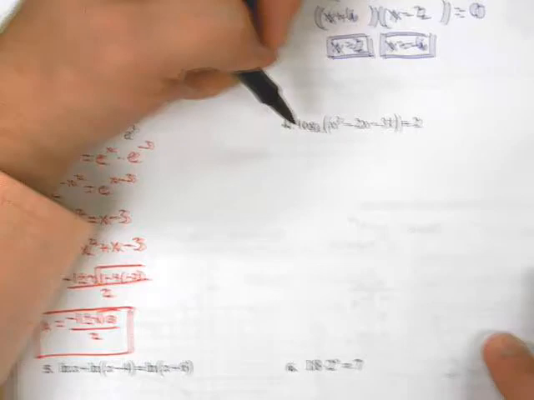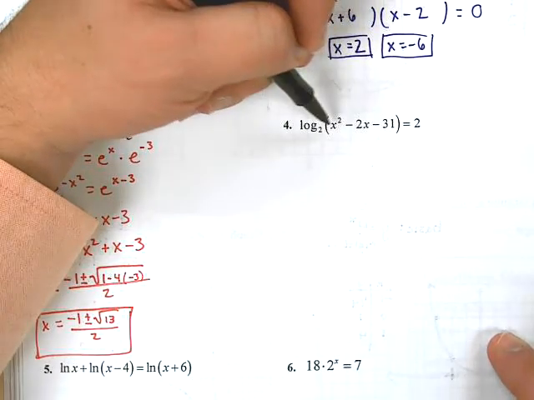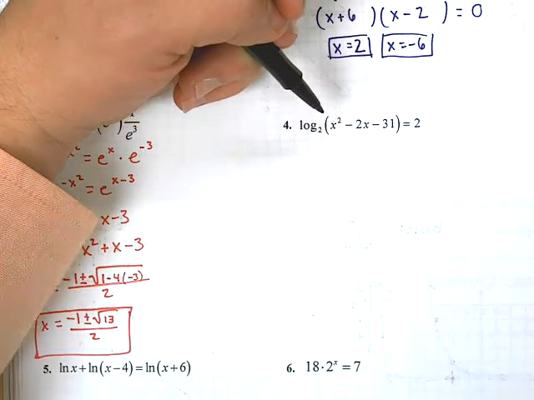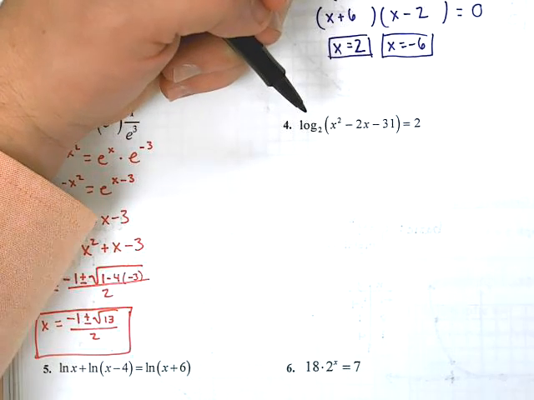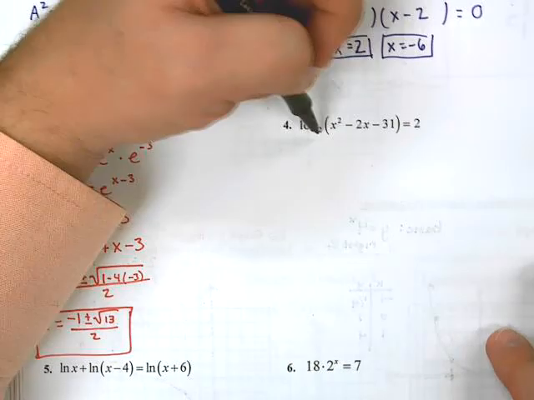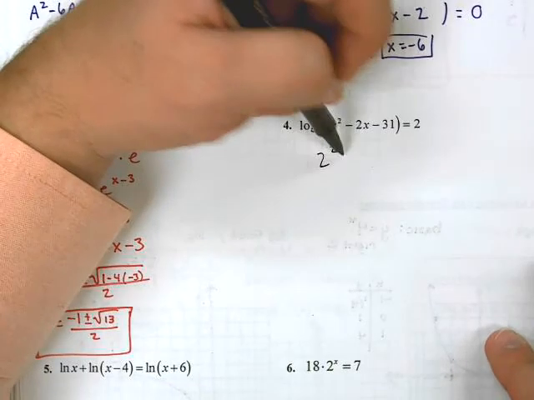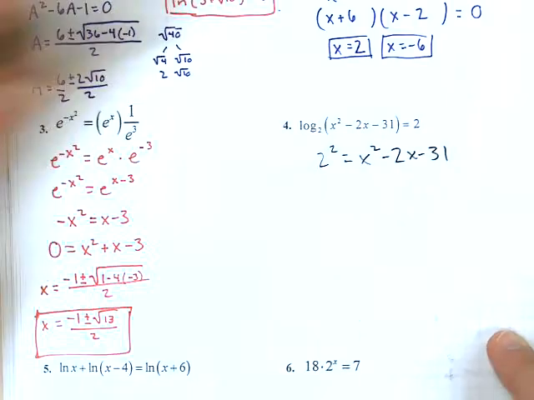So let's keep going. I have a log here. We know that when we have variables inside the argument, we want to get them out of the argument. And to do that, we need to change the form. So we log circle, right? 2 squared equals x squared minus 2x minus 31.